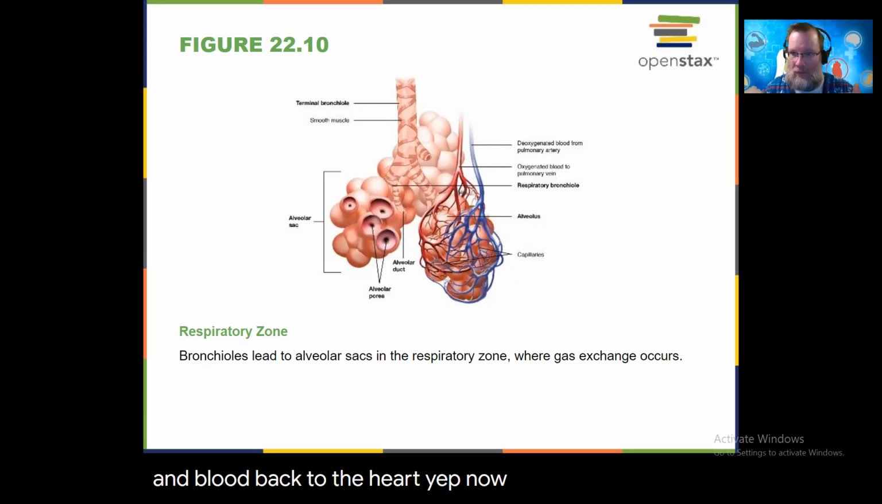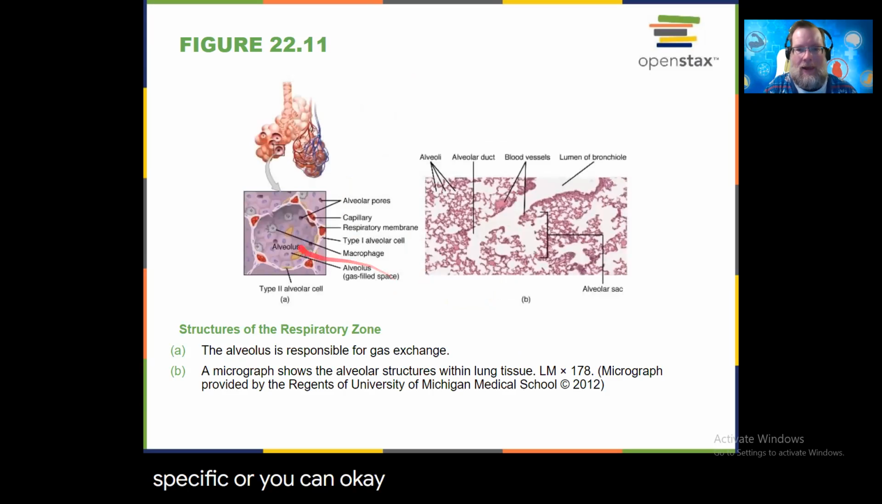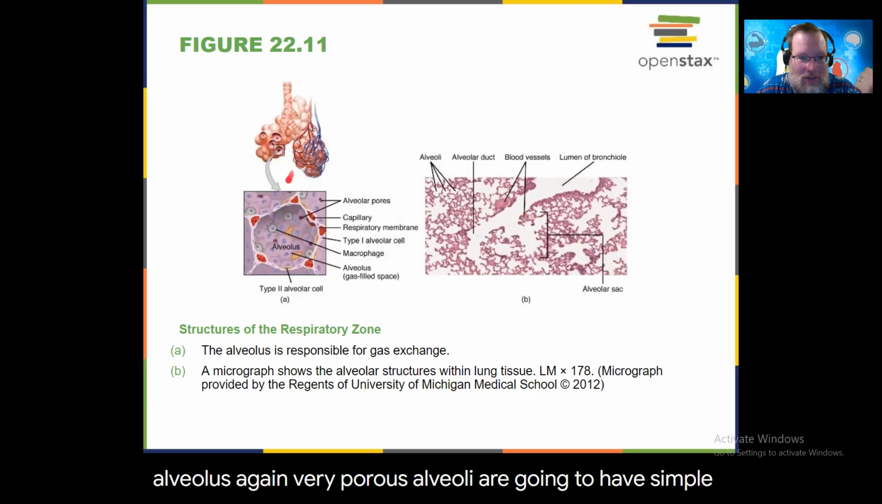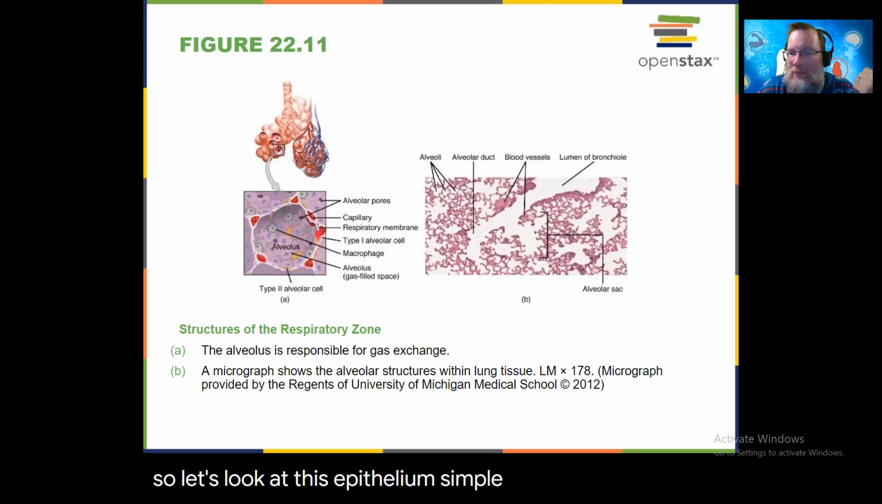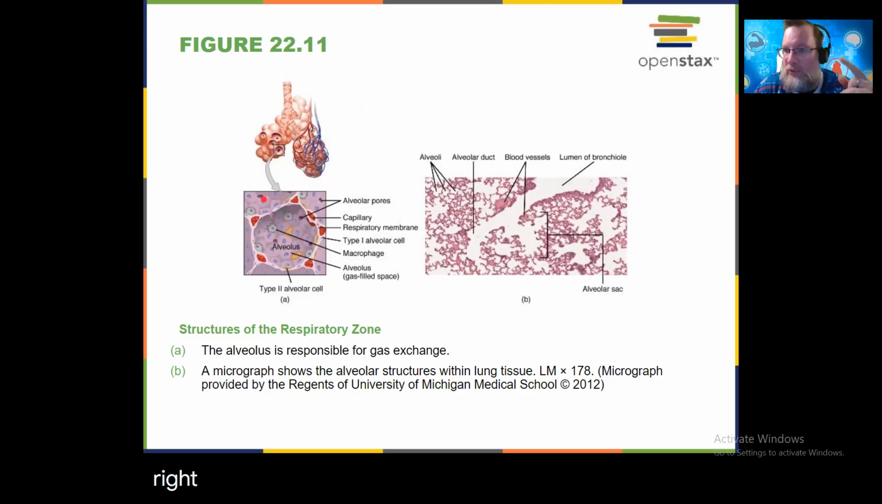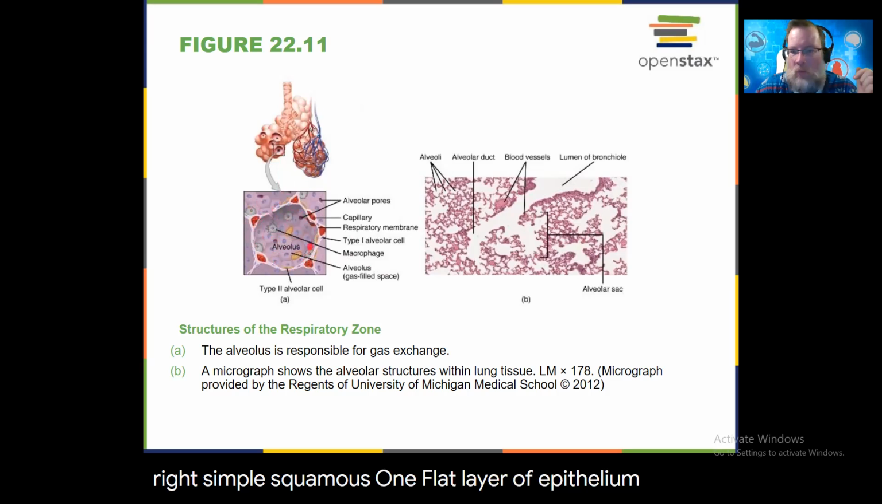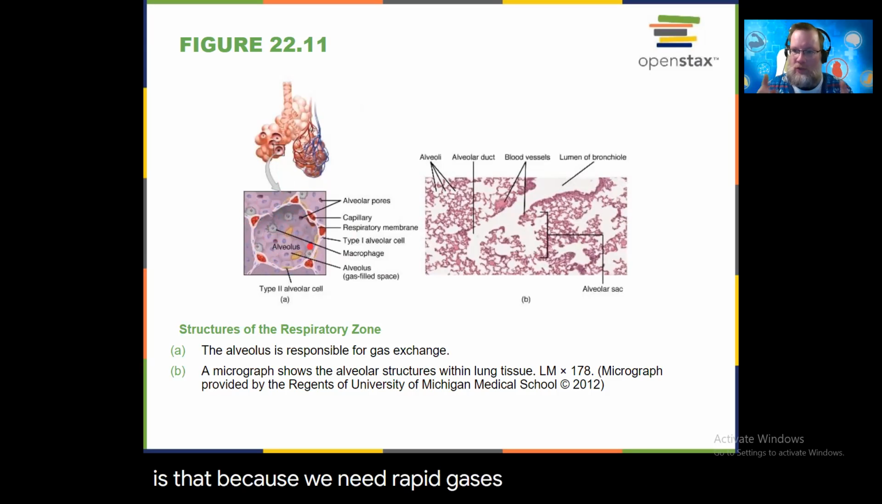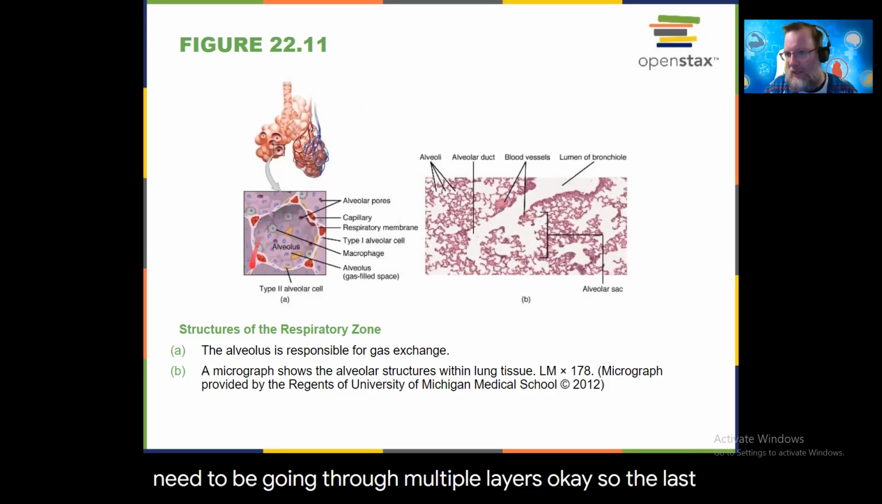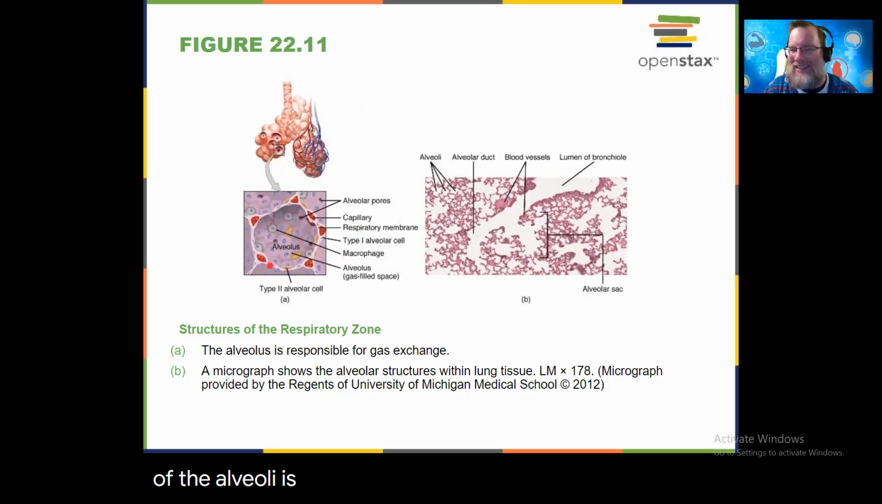Yep. Now we can get more specific, or you can. Anyway, just kind of blowing up one alveolus. Again, very porous. Alveoli are going to have simple squamous epithelium, one flat layer of epithelium. And why is that? Because we need rapid gas exchange. We do not need to be going through multiple layers. So the lining of the alveoli is going to be simple squamous.